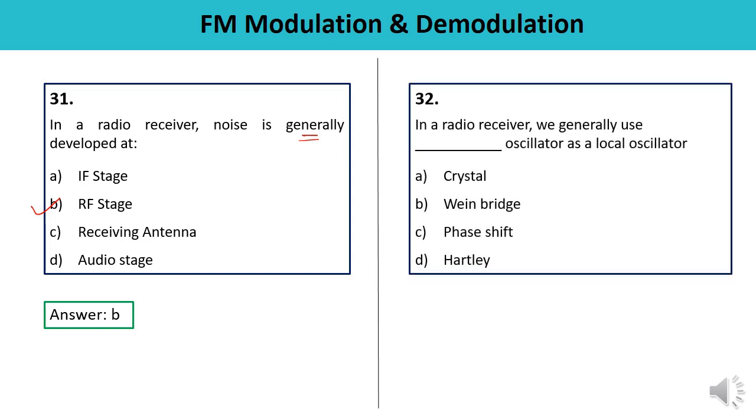Last question. In a radio receiver, we generally use an oscillator as a local oscillator. Which oscillator do we use? Crystal, Wien-Bridge, phase shift, Hartley. We have discussed the block diagram in detail. So in radio receiver, we generally use Hartley oscillator as a local oscillator. It means you have to mark D as a correct answer. This is the correct one.